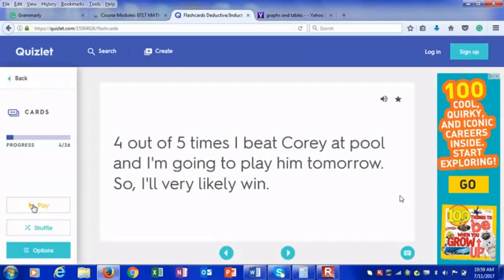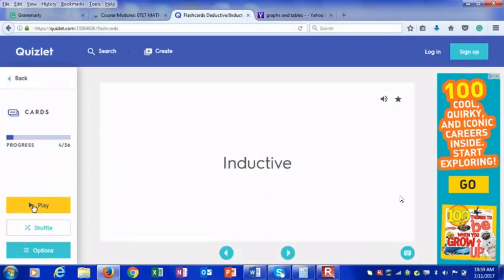Four out of five times I beat Corey at pool, and I'm going to play him tomorrow. So I'll very likely win. Deductive or inductive? Do you think that because of the pattern, four out of five, that he'll beat him tomorrow? Or do you think that there's logic involved, which is why it's possible that he could win? Inductive or deductive? Let's see. I say inductive. And it is inductive.